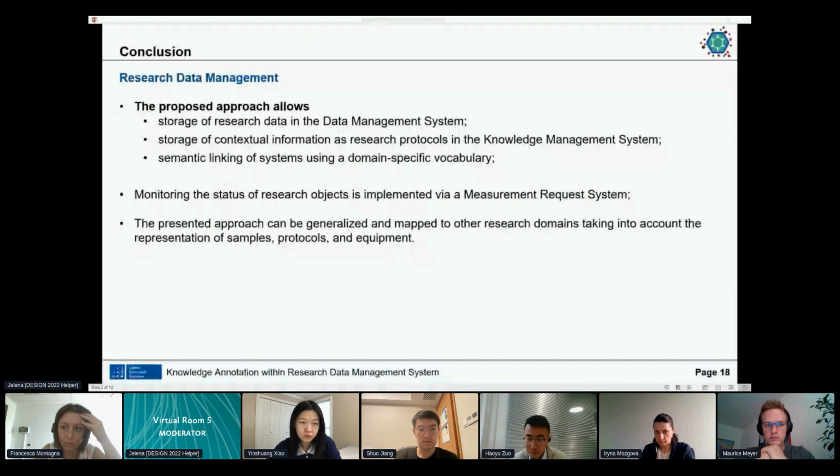The presented approach allows us to store research data in the data management system, research protocols in the knowledge management system, and semantic linking of systems using a domain-specific vocabulary. The monitoring of the status of research objects is implemented via a measurement request system. The presented approach can be generalized and mapped to other research domains.